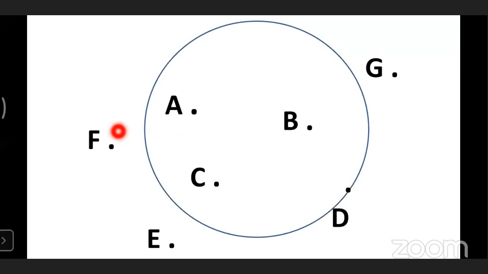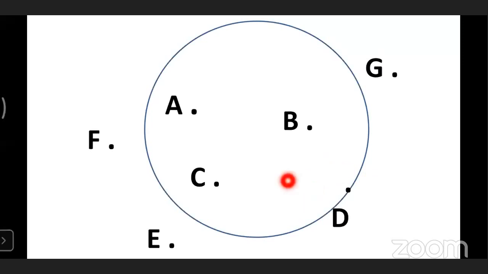Now, can you tell me, F, is it inside or outside? Exterior. Yes, exterior. Point E, exterior. Okay, one more point is there. Can you tell me one more point outside the circle? G. Very good. G is also outside of the circle. So point G, point F, and point E are the exterior points, right? They are outside of the circle, so they are called the exterior points.